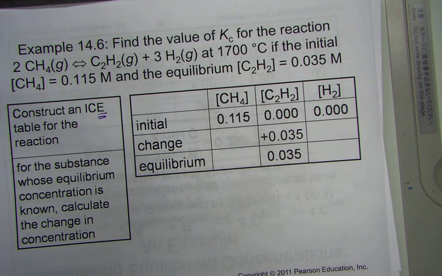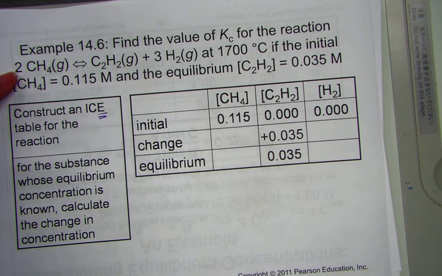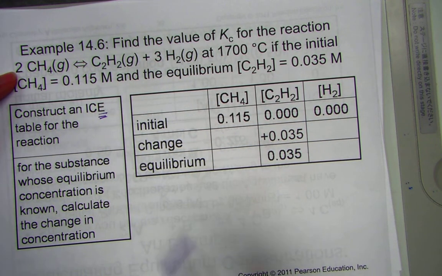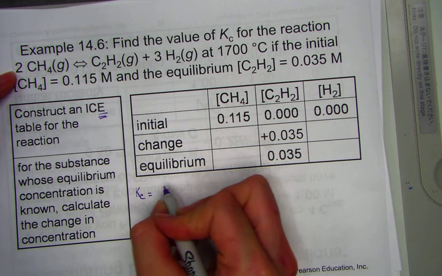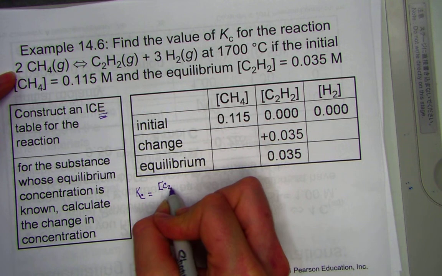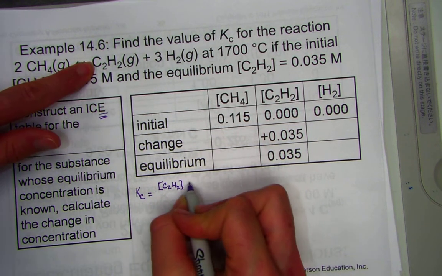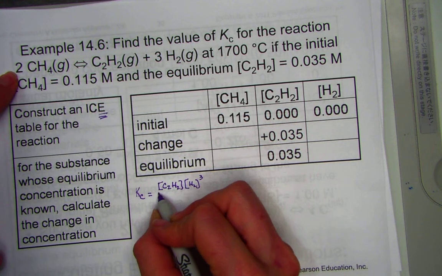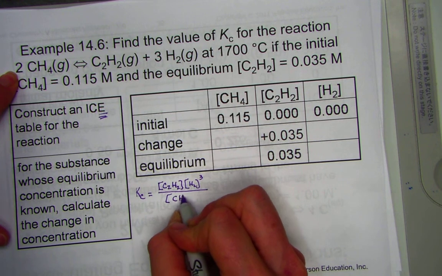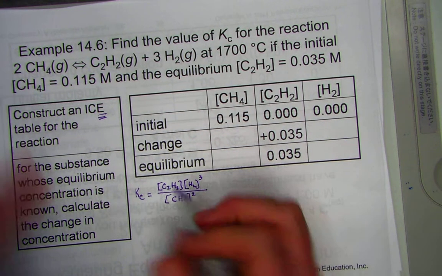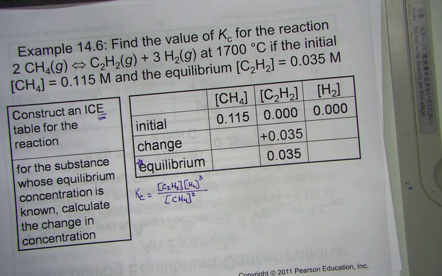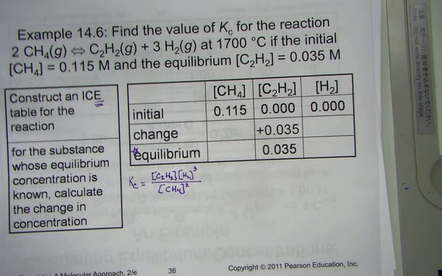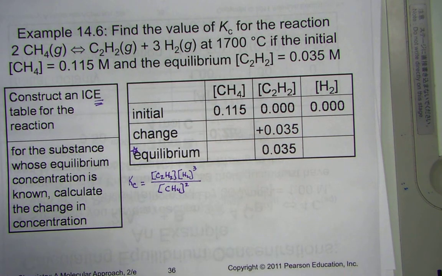Find the value of Kc for the reaction: 2 CH4 is in equilibrium with C2H2 and 3 H2. Note to self, Kc will be the concentration of C2H2 to the first power times the concentration of H2 cubed, over the concentration of methane, CH4, squared. And we calculate that with the equilibrium values, not the initials, not how much they change by, but the equilibrium concentrations. So it's a Kc, so these will be molarity units, brackets.